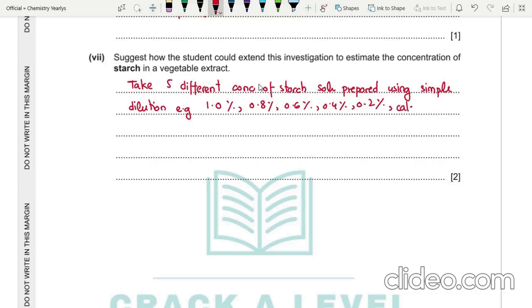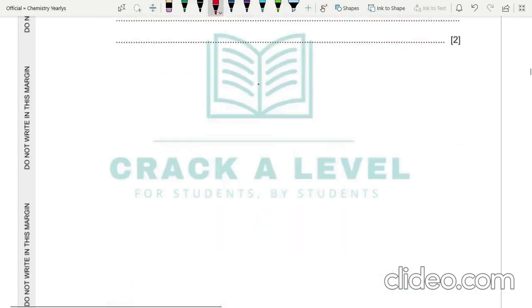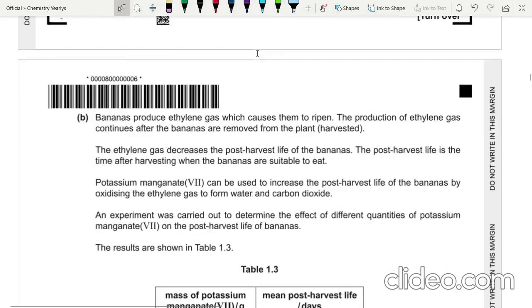Then what else can be done? Calculate the time it takes for iodine solution to show color change. So this is how the concentration of the starch in a vegetable extract could be estimated and investigated. So this was the part of the question.